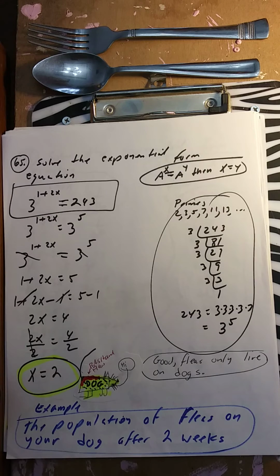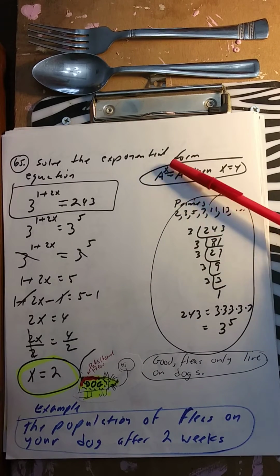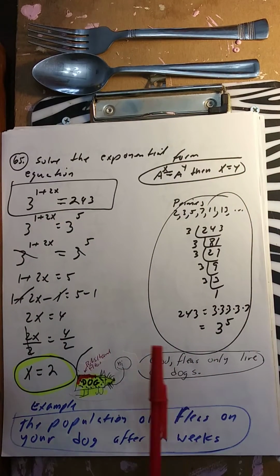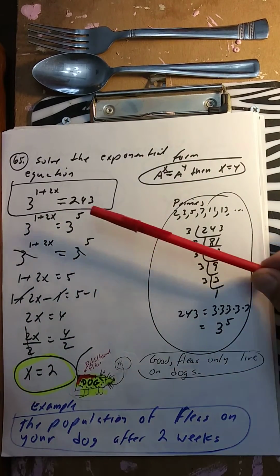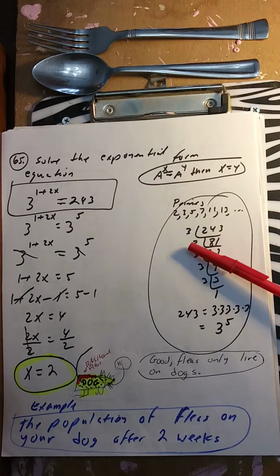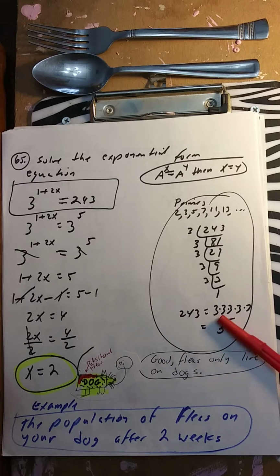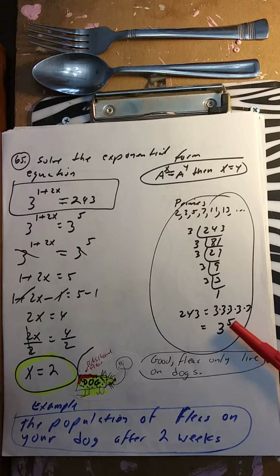Got it. Go next one. Solve the exponential function. All right, a to the x equals a to the y, then it means x is y. That's the way it works. So let's rewrite this one. Prime numbers. I have 243. 3 divides, 3 divides, 3 divides, ends up that 243 is 3 to the power of 5.